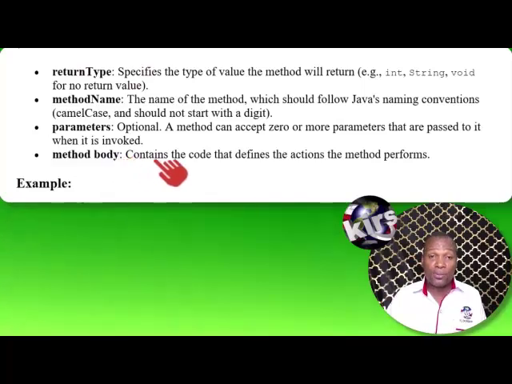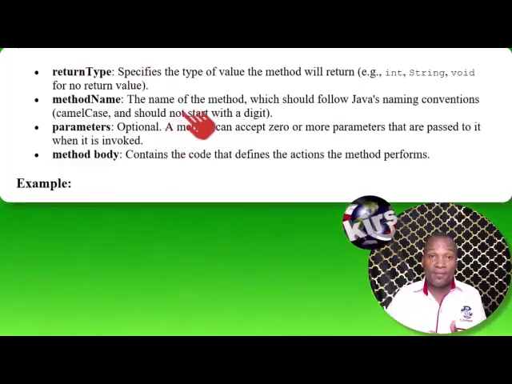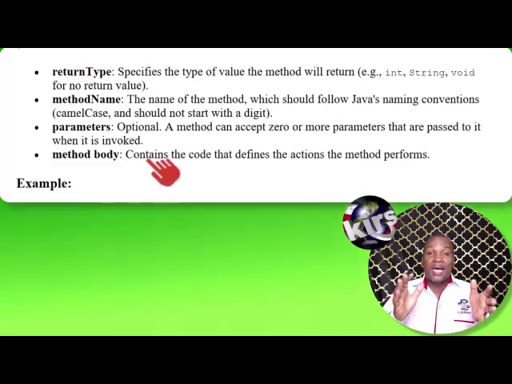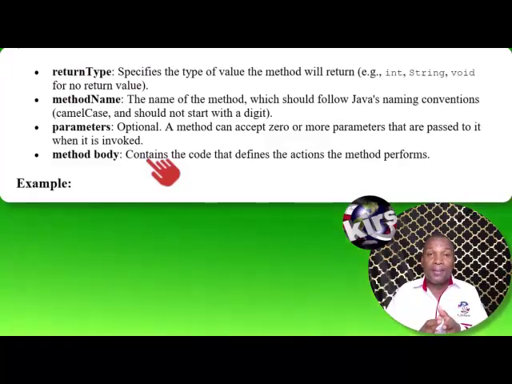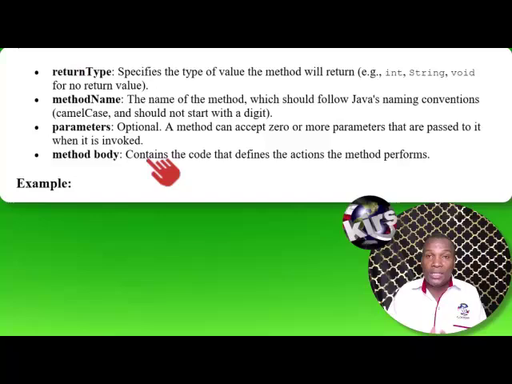Then we have the method body. After you have introduced the method, and of course you have specified the return type, then we have the issue of the method body. This is the place within the curly brackets where, after introducing your method, you are supposed to write the Java statements or whatever code you want to come up with.